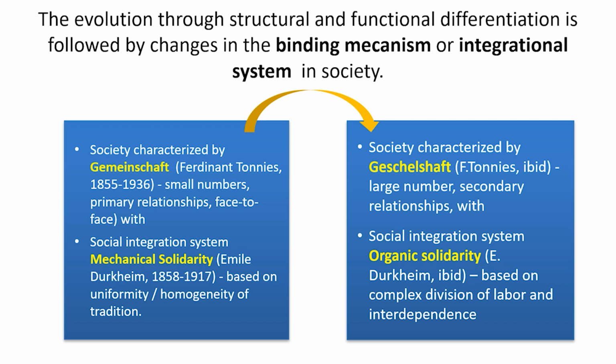Now, with this change from simple to complex society, there is a need of a new integrational system. The integrational system in a simple society, a system that binds, that unites the society, is not enough anymore to bind and unite a complex society. So there is a need to change these integrational systems. Durkheim called the integrational system in a simple society the mechanical solidarity.